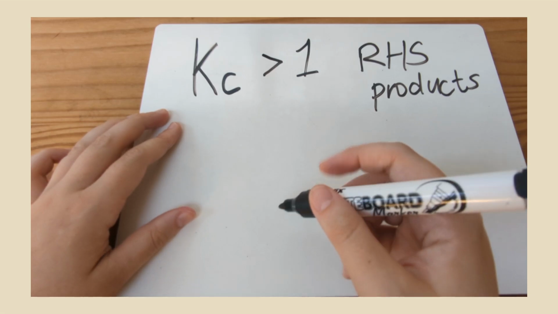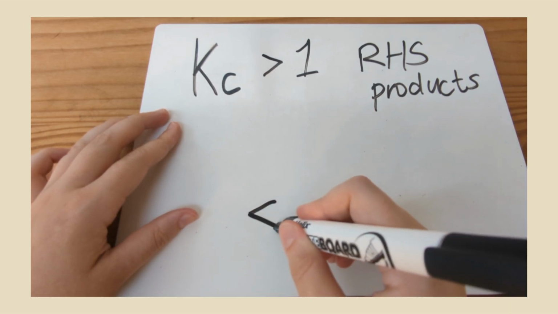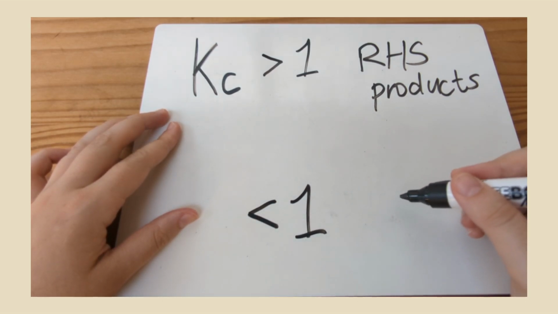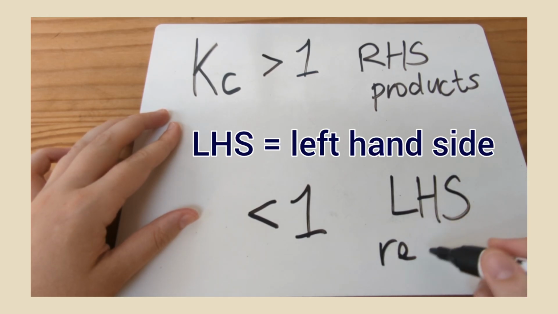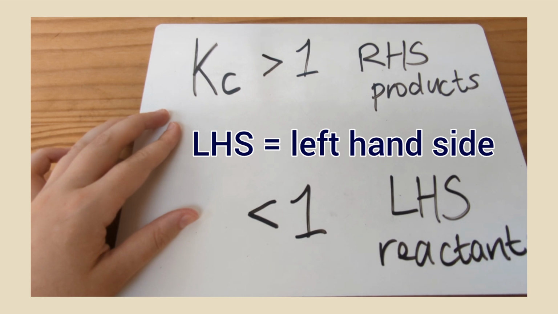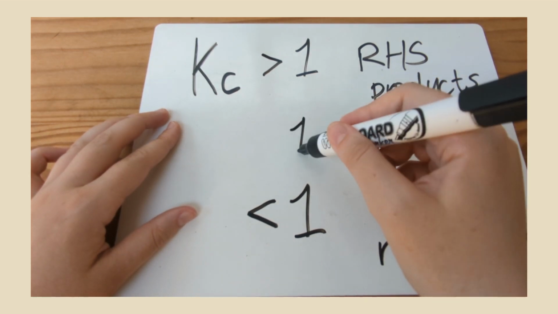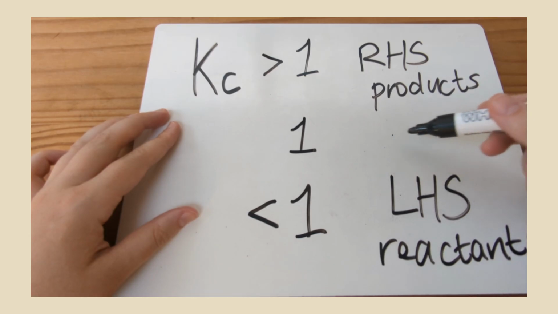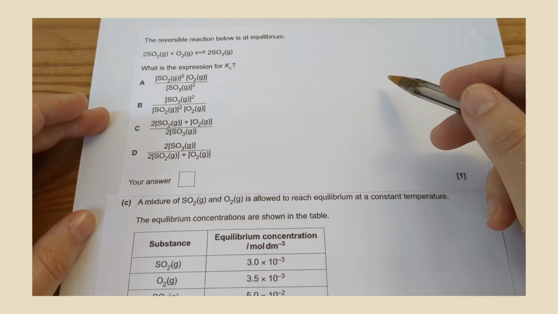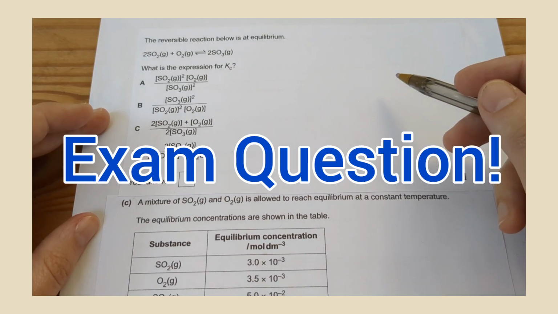If we calculate our Kc value and it's any number that's less than 1, the equilibrium is towards the left-hand side, towards the reactants. So in this case, we'll have more reactants than products. If we calculate Kc and it's exactly 1, that means the position of equilibrium is in the middle between reactants and products. Let's have a look at an exam question then.